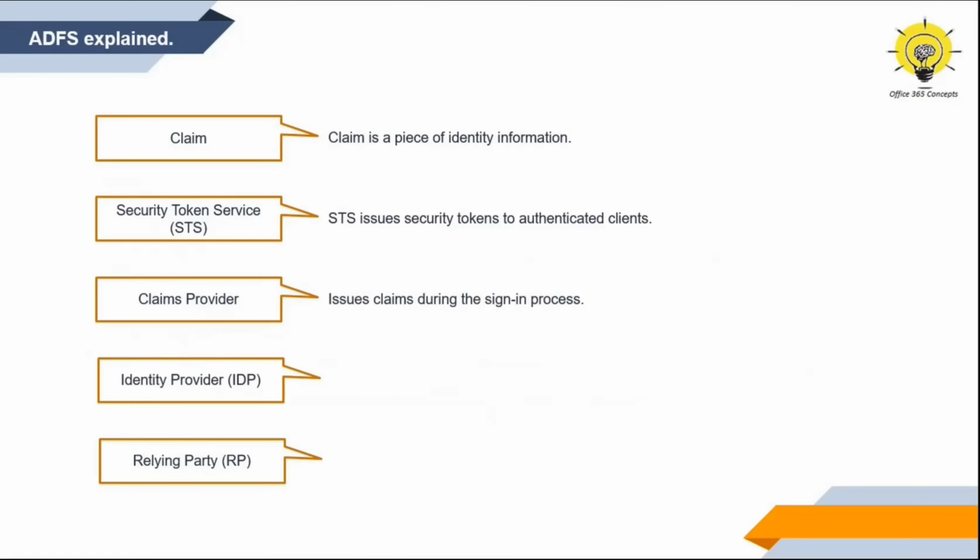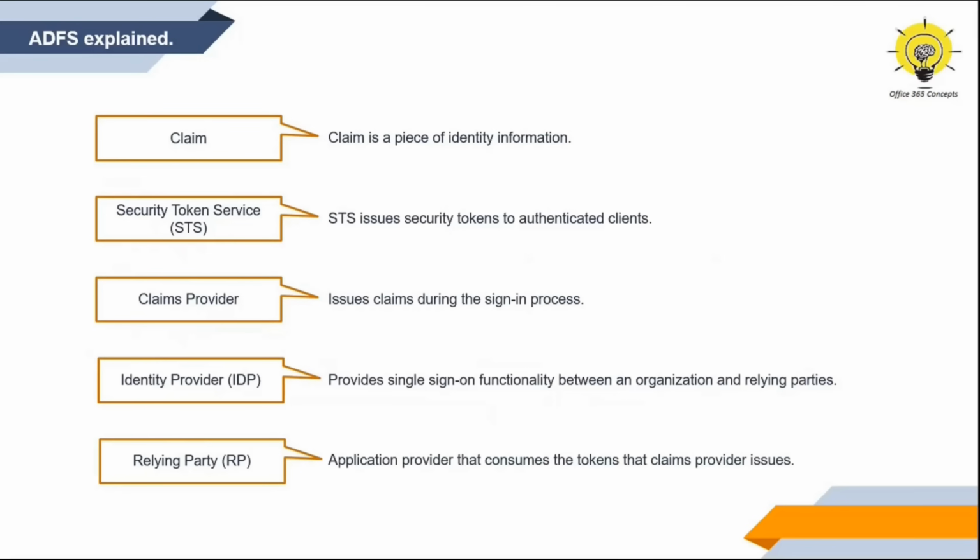Claims provider is a service that issues claims during the sign-in process. An example of claims provider is Active Directory. Identity provider provides the single sign-on functionality between an organization and the applications. An example of identity provider is ADFS. Relying party is the one who is hosting the application. Relying party consumes the tokens that are issued by ADFS server.